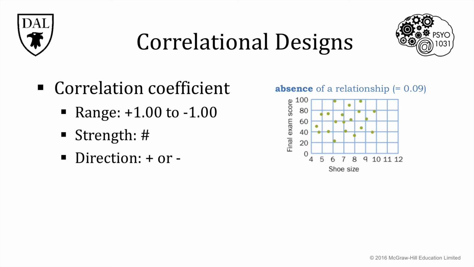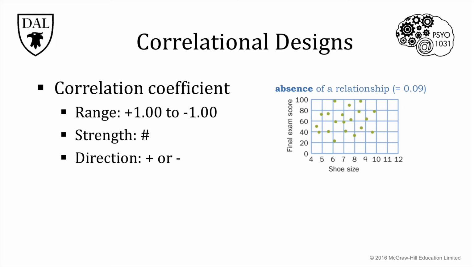The positive or negative in front of the number tells us the direction of that relationship. If it's positive, it means that as the value of one variable increases, then the value of another also increases, and vice versa. So they're both moving in the same direction. If the correlation coefficient is a negative number, then as the value of one variable increases, the other actually decreases, and vice versa. This is best illustrated with some examples.